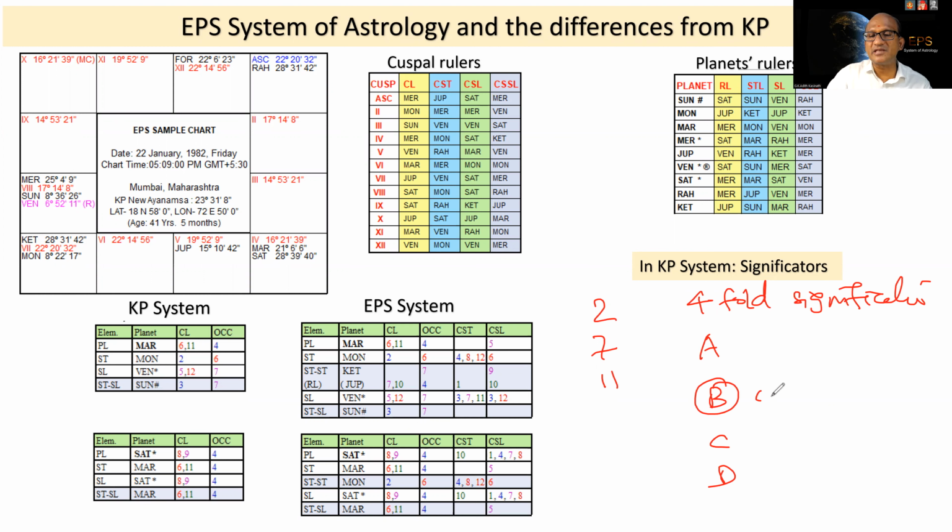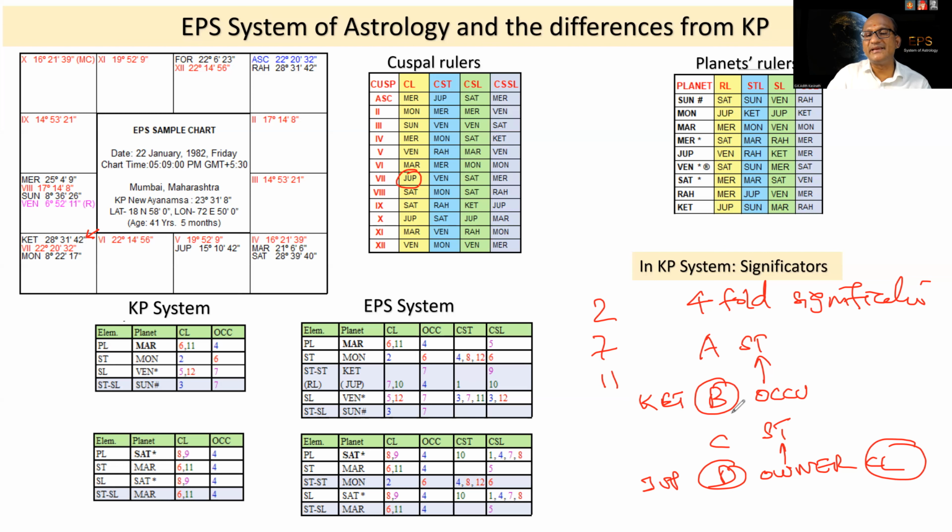B is the occupant of the house. D is the owner of the house, which means cuspal lordship. A is the planet which is in the nakshatra of this occupant. C is the planet in the nakshatra of this owner. So the cuspal lord is taken, and for the seventh house it is Jupiter. For example, the owner is Jupiter, and there are 3 planets occupying the seventh house. For our discussion, let us take only Ketu. So the occupant is Ketu. These 2 planets are B grade and D grade.